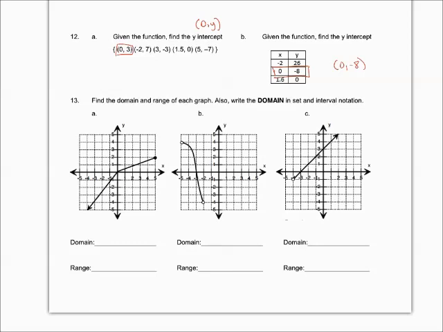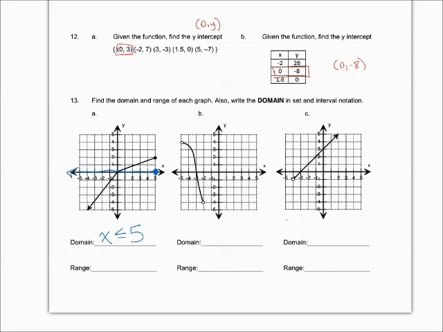On number 13, since there's an arrow going to the left, I'm going to start on the far right. There's a closed circle at that 5, and then there's an arrow going to the left. The domain is going to be x is less than or equal to 5. Now I've got to find the range.